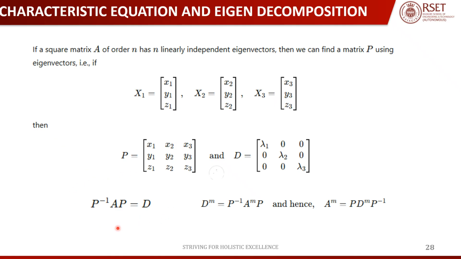If you have P, you know how to find P inverse. Since P inverse AP is D, what is AP? Just multiply by P on both sides, so AP is equal to PD. Then multiplying by P inverse on both sides, A will be equal to PD P inverse. So you are able to write the given matrix A in the form PD P inverse. Writing A in this form is called eigen decomposition. Okay, so we'll go into the problem now.